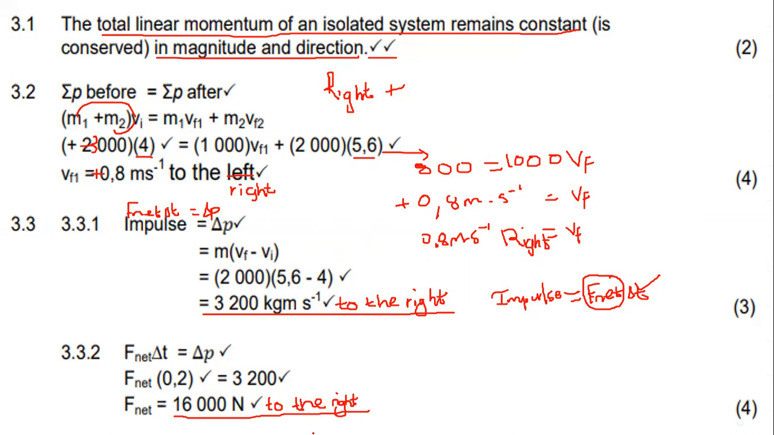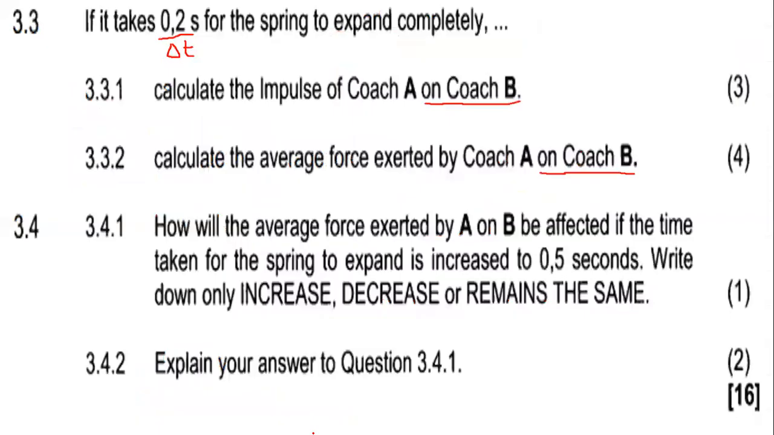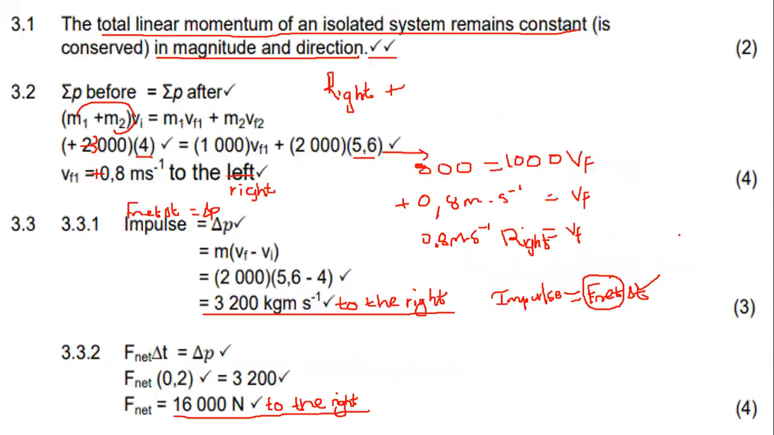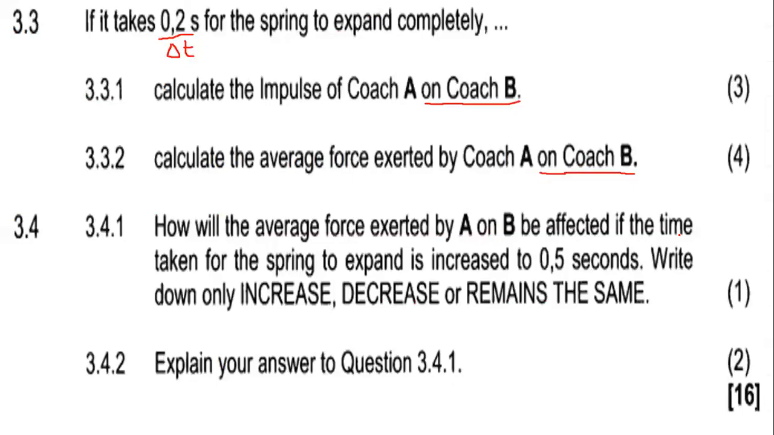Then we go to the next question. How will the average force exerted by A on B be affected if the time taken for the spring to expand is increased to 0.5 seconds? Write down only increase, decrease, or remains the same. Then in the subsequent question, we are expected to explain our answer to question 3.4.1.